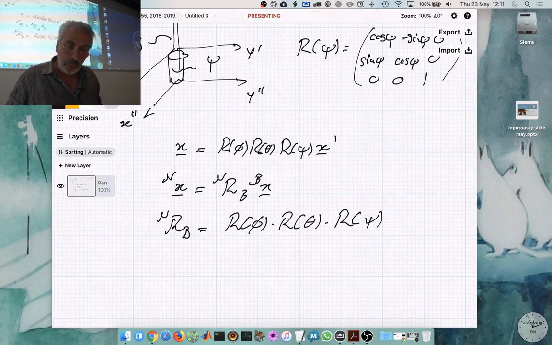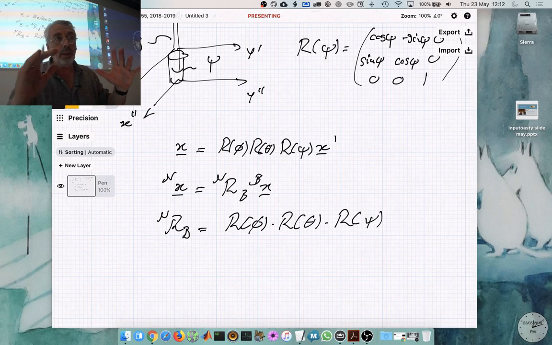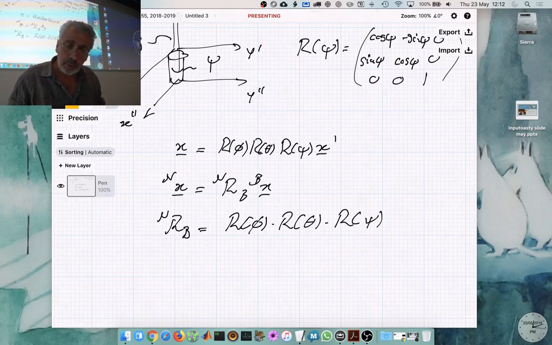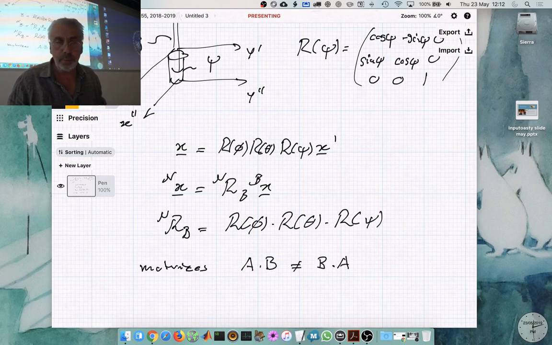All very nice. If you then write out the expressions, it's a triple product of cosines and sines. If you write out all these matrices, and I'm not going to do it here, then you will see you have at the most triple products of cosines and sines, and also double and single. Now note that there is an order in here, and for matrices we know that A times B is not equal to B times A. Although it's true for scalars, it's not for matrices.